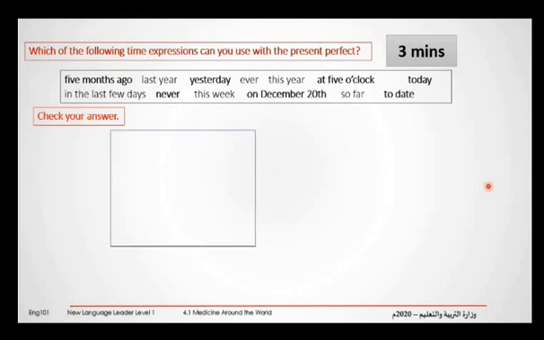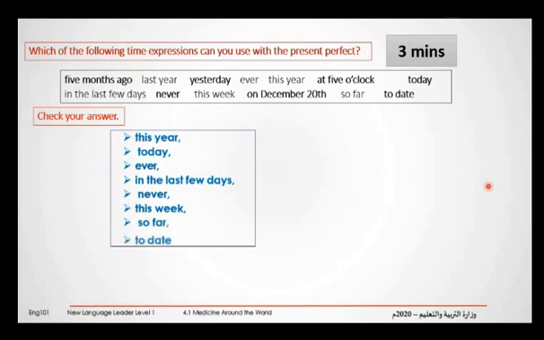Okay, dear students, let's check the answers. The time expressions which can be used for the present perfect are this year, today, ever, in the last few days, never, this week, so far, and to date. You can copy these expressions quickly.